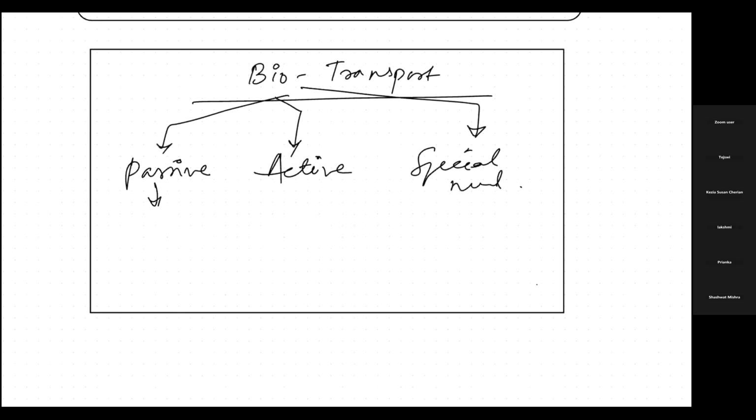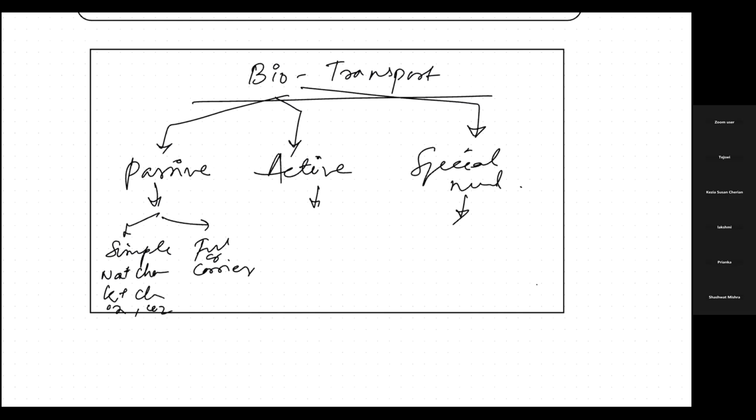Now we know passive. What is passive? Whenever no energy expenditure is there, it is called passive. It is of two types, of course, that is simple and facilitated or by a carrier. Simple one is, let's suppose you jumped into a river and you are going with the flow of the river. That is simple. And the example can be sodium channel. Just be focused, it is sodium channel, not sodium potassium pump. Potassium channel, oxygen, CO2, these go by simple transport.